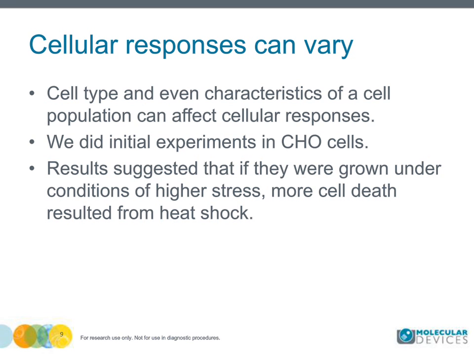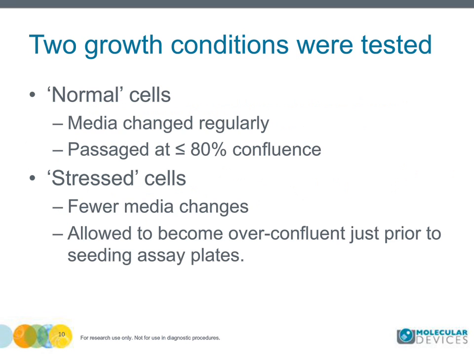So we had done some initial experiments in CHO cells, actually a number of experiments, and we found that under different growth conditions, the cells would experience more or less death in response to heat shock. So we determined that there are two conditions that we wanted to test and compare and contrast as far as the responses that we're measuring for the heat shock. So we picked two growth conditions, and I'm going to call those today normal cells and stressed cells.